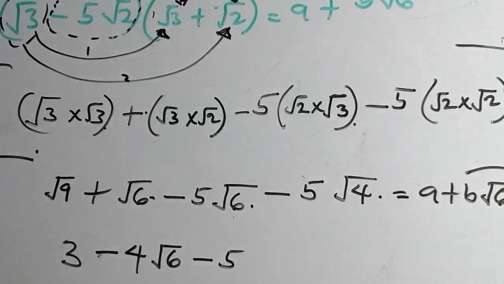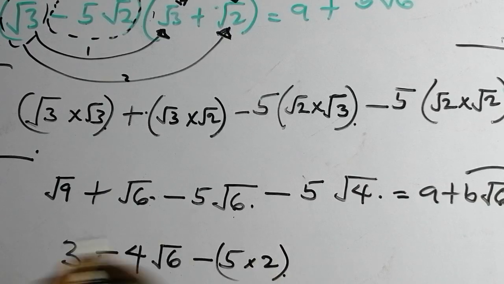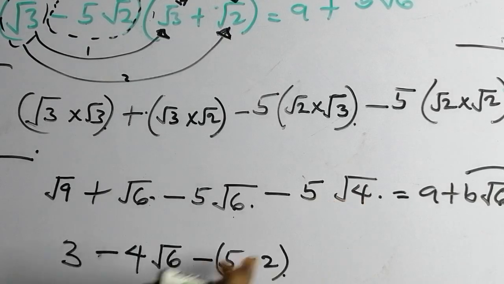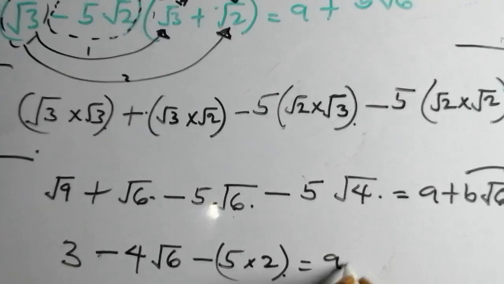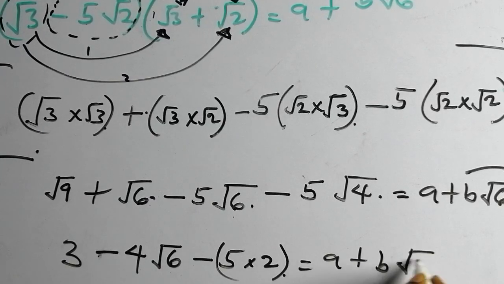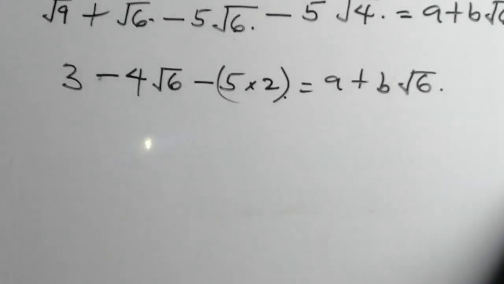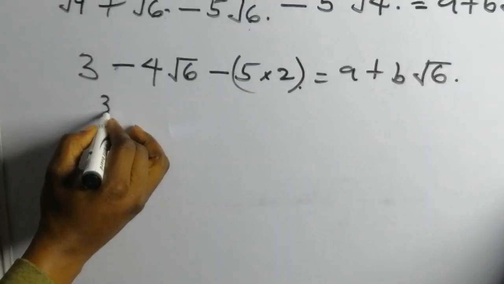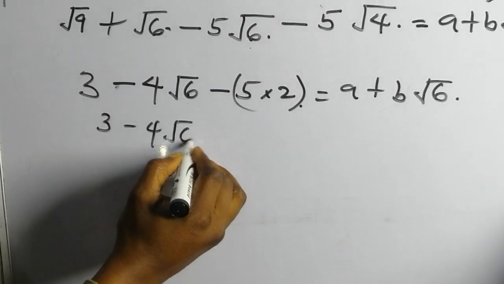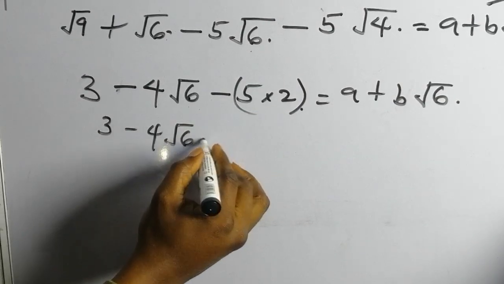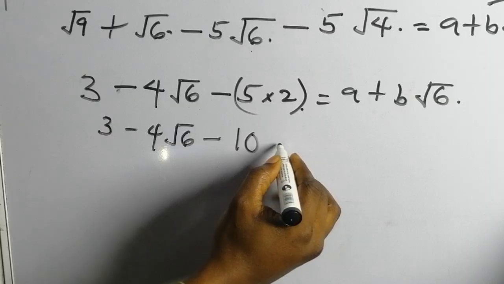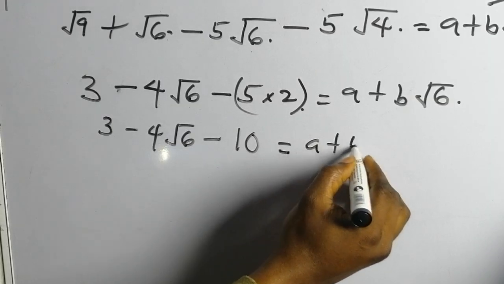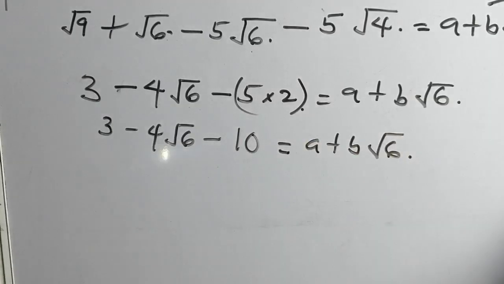What's the square root of 4? It is a perfect square. That is times 2. Square root of 4 is a perfect square, that's times 2. Then you have your A plus B root 6. Okay? So it's getting shape now. So now, at the end of the day, we can say 3 minus 4 root 6, 5 times 2 is what? 10, which equals A plus B root 6.